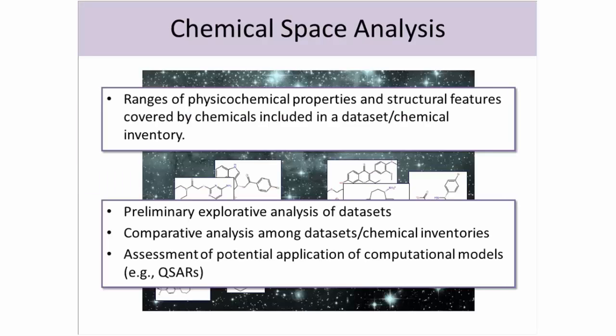Chemical space analysis is quite a challenging issue and can be studied using many different approaches. In our analysis, we regarded the chemical space of a data set as the range of physicochemical properties and structural features that are covered by chemicals included in a data set or in a chemical inventory. The analysis of the chemical space of a data set or a chemical inventory is a very important step when developing in silico models. This can be useful for preliminary explorative analysis of datasets.